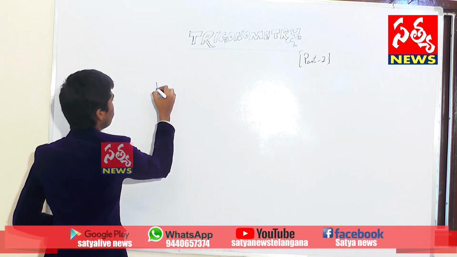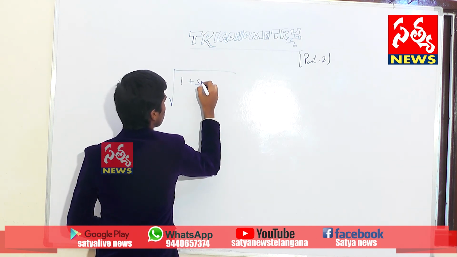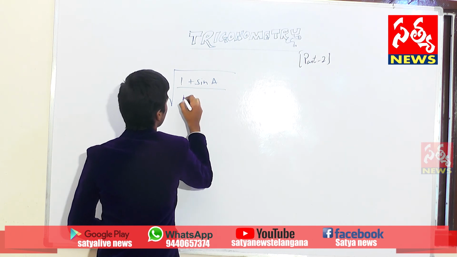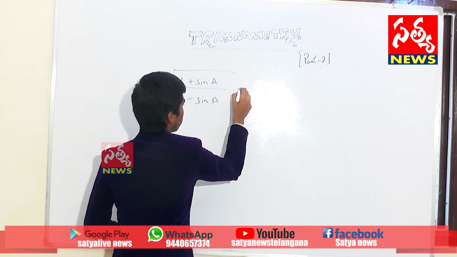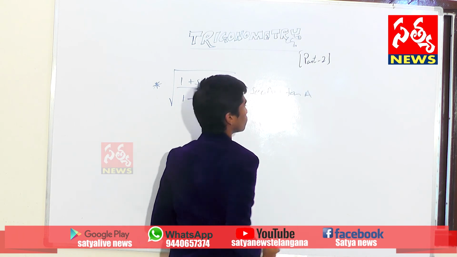And there is a homework problem. Under the root, (1 plus sin A) by (1 minus sin A) is equals to secant A plus tan A.